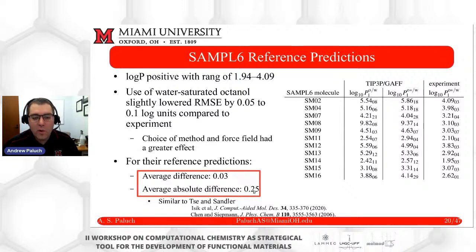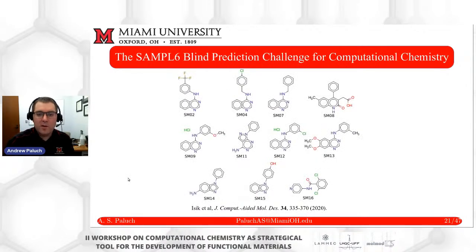The average absolute difference is 0.25 log units. And so this average absolute difference, essentially the root mean squared error comparing using pure octanol and water-saturated octanol, is very similar to what Chen and Sandler had. Only in this case, the effect of water in some cases increased log P, in other cases it decreased. So if I ignore the sign, then the effect becomes much smaller. And so essentially for SAMPL6, for these molecules, what they found is that when they attempted to model octanol as water-saturated octanol, the impact of water was really quite small. The much greater effect was the choice of force field and the method used to predict that solvation free energy.